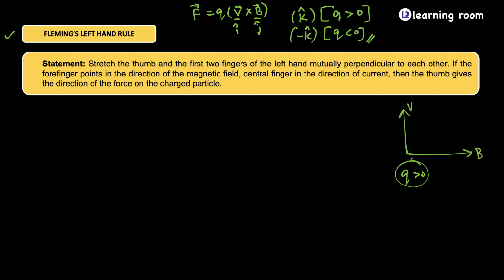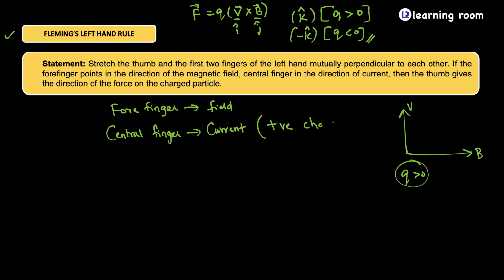We need to stretch all three fingers of the left hand in mutually perpendicular directions to each other, so that the forefinger shows the direction of the magnetic field. The central finger shows the direction of current. Here, when I say current, it is the direction of positive charge. Similarly, the thumb represents the direction of thrust, which is basically the force.